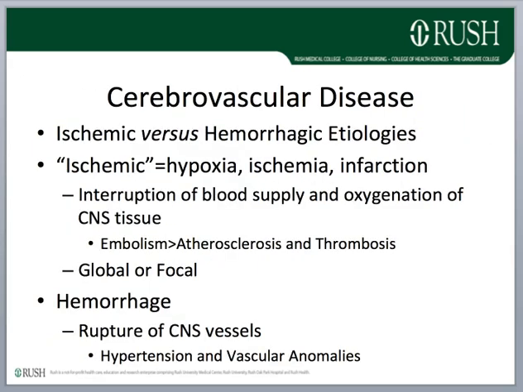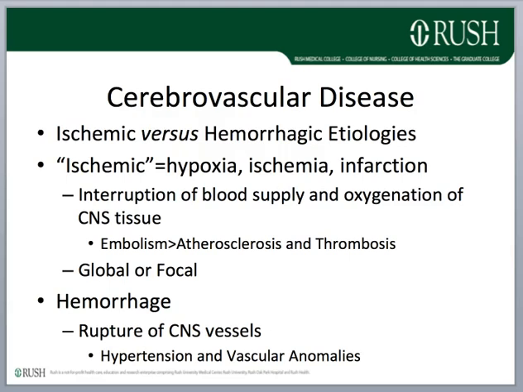From the standpoint of pathology and pathophysiology, it is useful to distinguish cerebrovascular disease as two processes, ischemic versus hemorrhagic etiologies. Hypoxia, ischemia, and infarction result from impairment of blood supply and oxygenation to CNS tissue. In the brain, embolism is a more common etiology than thrombosis. This process can either be a global process or focal, with the clinical manifestations determined by the region of the brain affected.